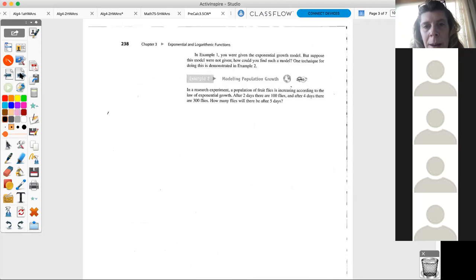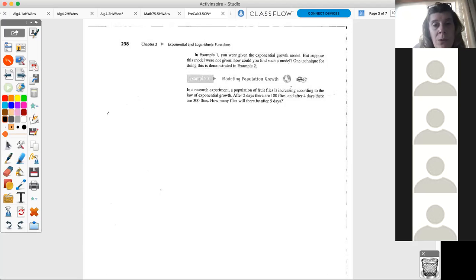We have a modeling of population growth in a research experiment. A population of fruit flies is increasing according to the law of exponential growth. All right, I'm just going to say it. I hate fruit flies, hate them. After 2 days, there are 100 flies, and after 4 days, there are 300 flies. How many flies will there be after 5 days?